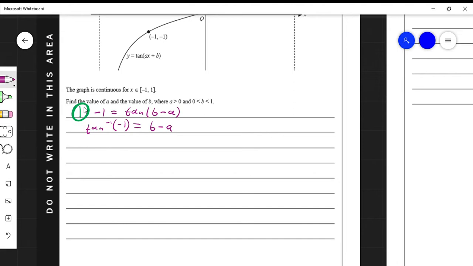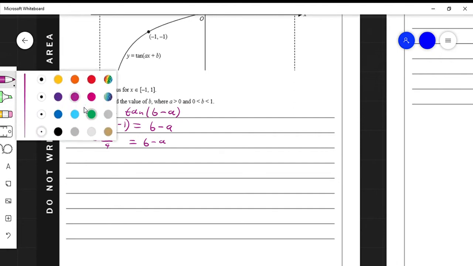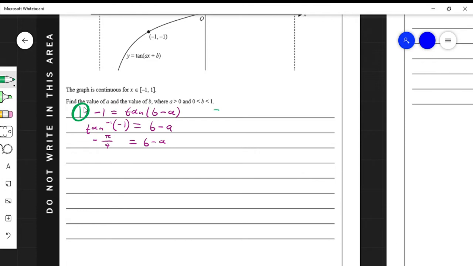And then you can work this out using whatever rule you like. Think about it on the unit circle. The inverse tangent of -1 is negative pi on 4 equals b minus a. That side hasn't changed. And we're going to leave it like this. So this is our first equation, and we're going to use the second point to get a second one, and then solve for b and a.